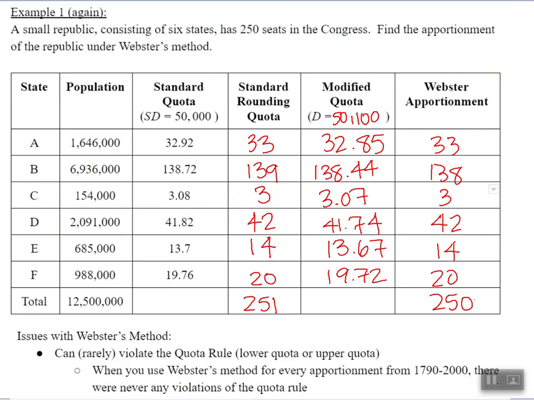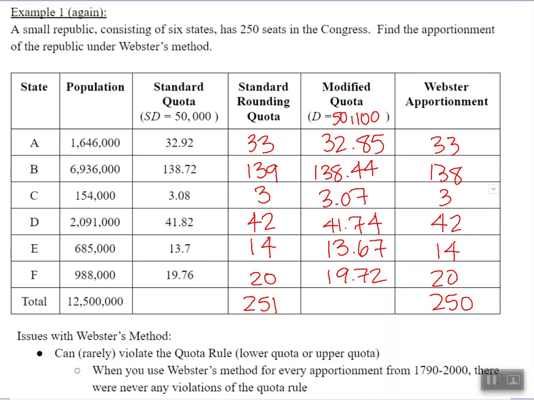Now, if you check the quota rule here, you'll see that we do not violate the quota rule in this situation. Mathematically, it is possible to violate the quota rule with the Webster method. You could violate the upper or lower quota, but it is very rare. In fact, if you go through historical data from all of the censuses from 1790 to 2000 and redo the apportionment with the Webster method, there are never any violations of the quota rule.